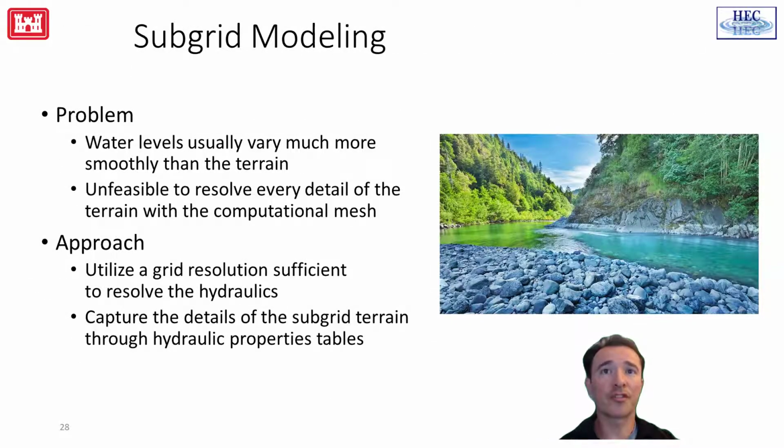Water levels usually vary much more smoothly than the terrain, and it's unfeasible to resolve every detail of the terrain with the computational mesh. Therefore, the approach of the subgrid modeling is to utilize a grid resolution sufficient to resolve the hydraulics and capture the details of the subgrid terrain through hydraulic property tables.